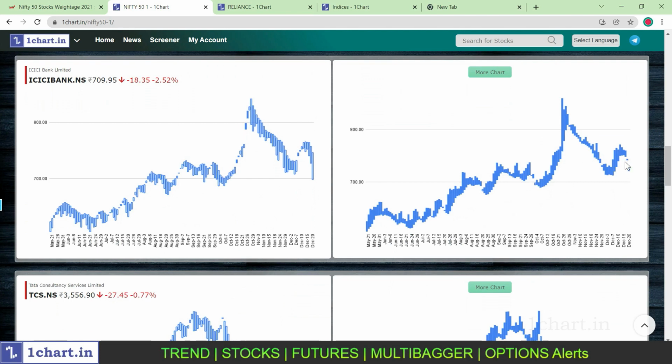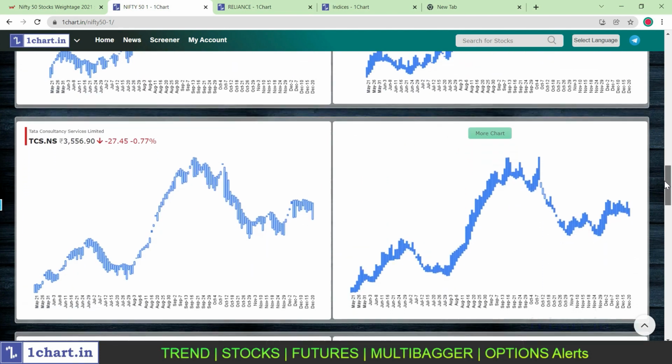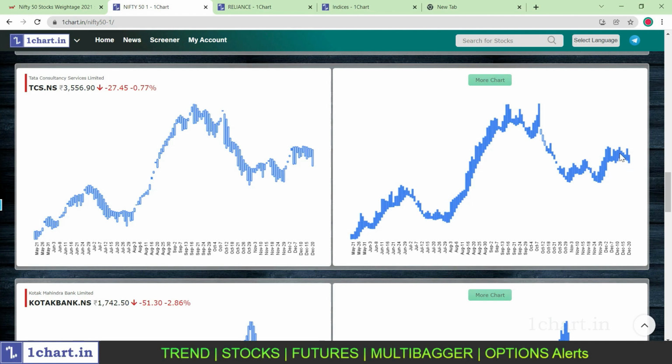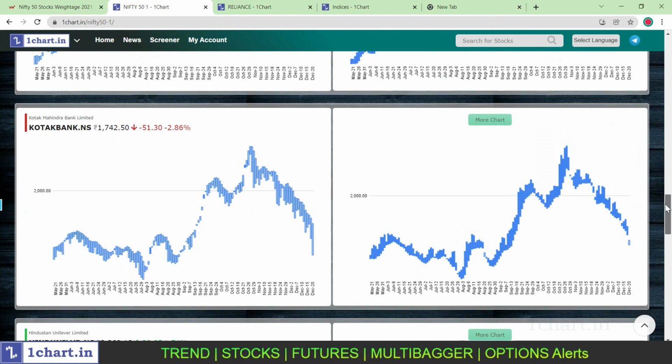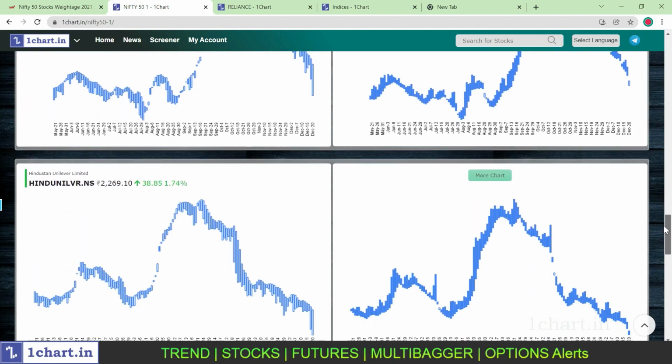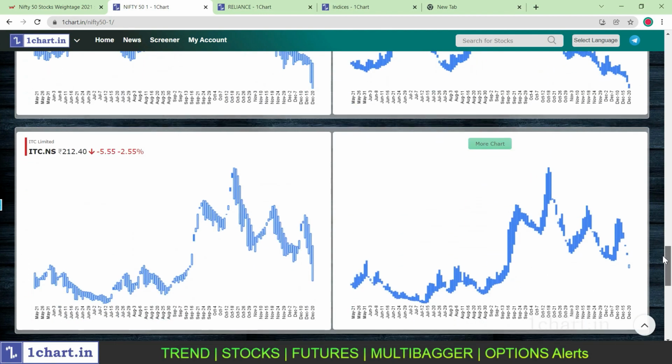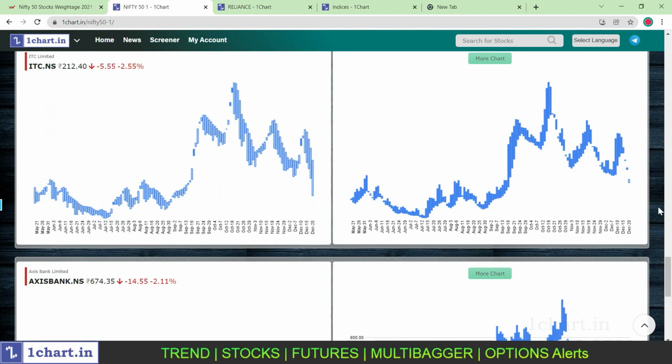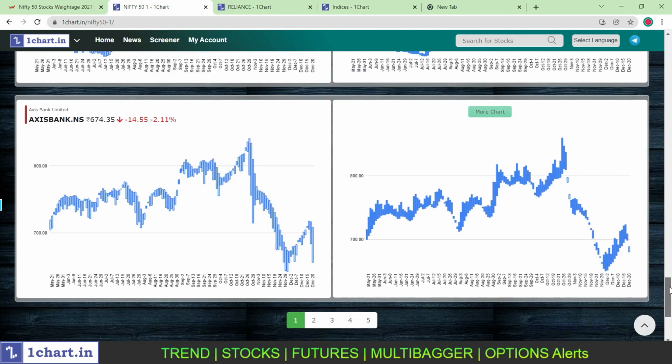ICICI Bank, there is a dot in the down direction. TCS is also forming in the down direction. Kotak Bank and Hindustan Unilever, ITC, Axis Bank also, dot formation is in the down direction.